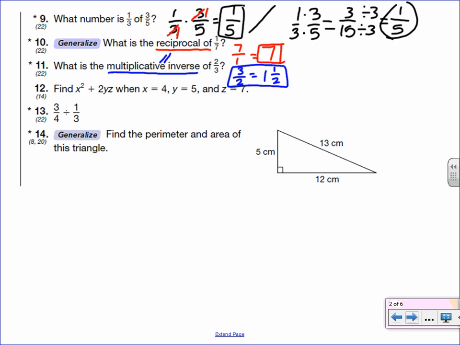Find x squared plus 2yz when x is 4, y is 5, and z is 7. So 4 squared plus 2 times 5 times 7. 4 squared is 16, 2 times 5 is 10, times 7 is 70. 16 and 70 is 86.